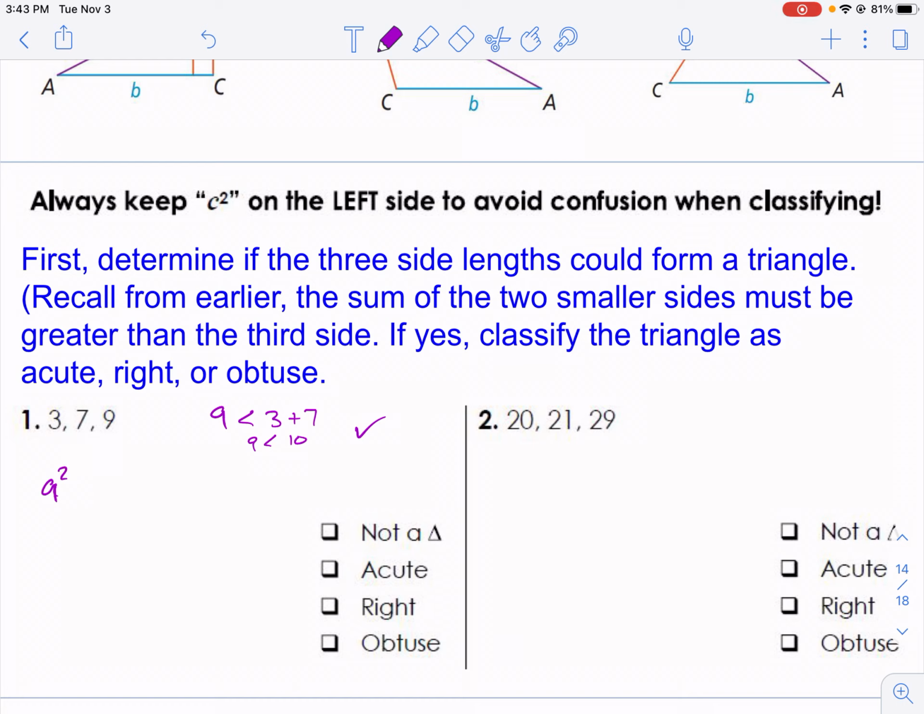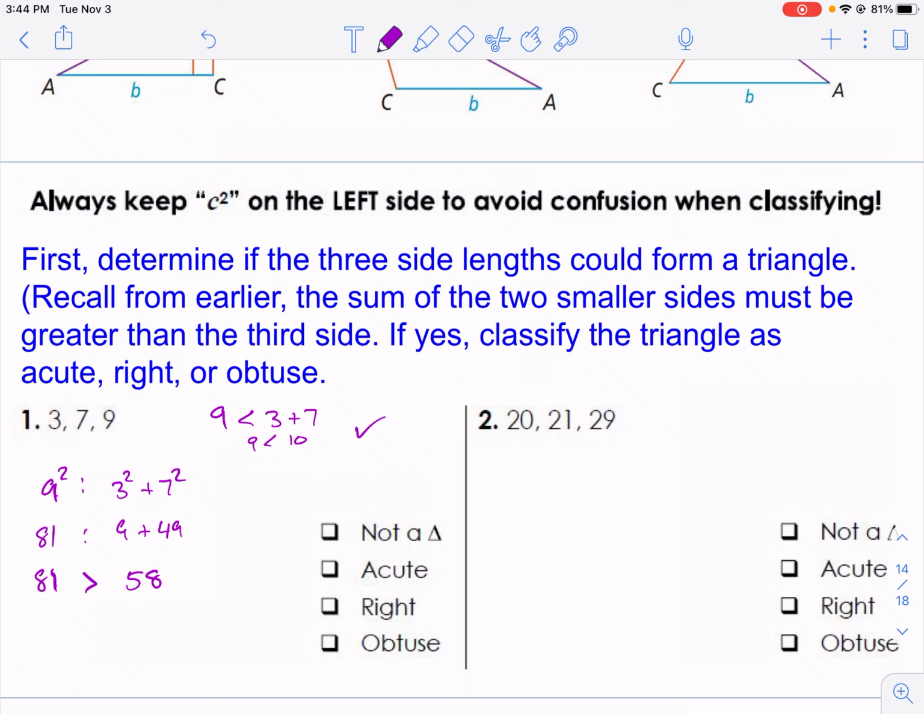Next we want to classify it. We're going to do 9 squared, and take 3 squared and 7 squared, and see what we get. 9 squared is 81. 7 squared is 49, and 3 squared is 9. If we add these together, 9 and 49 gives us 58.